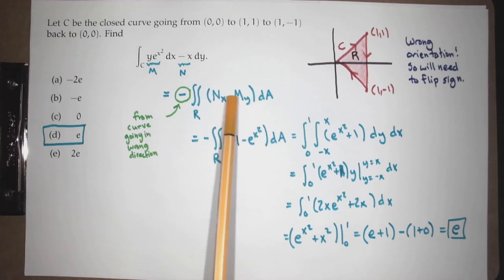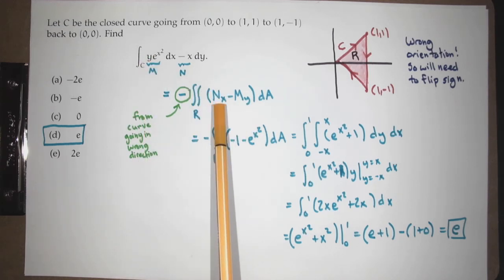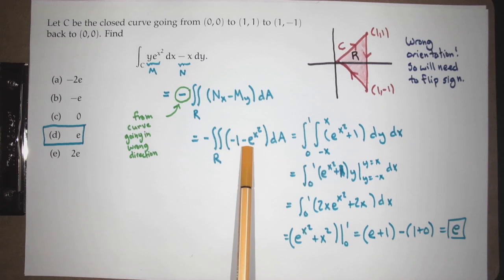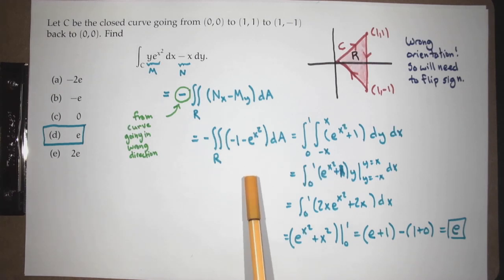N sub x minus M sub y. So N sub x is -1. M sub y is e^(x²). Now, that doesn't look like a great integral, but let's work on it. The e^(x²) is the scary part. And if you were asked to integrate e^(x²), should you integrate with respect to x or with respect to y?